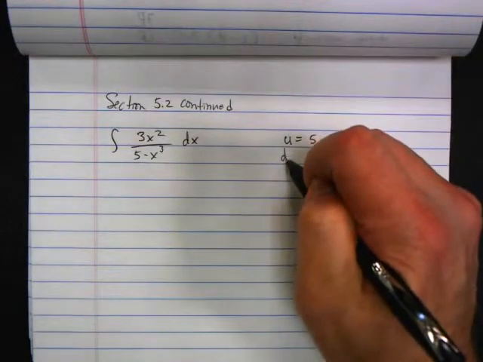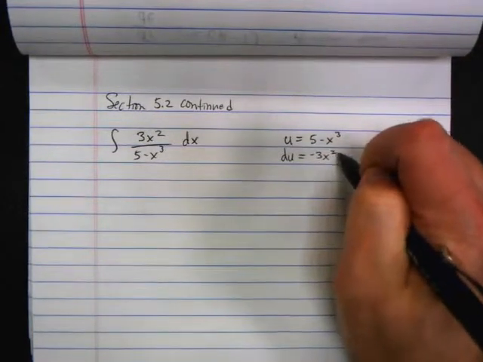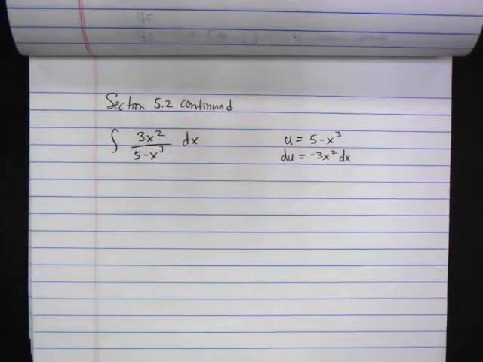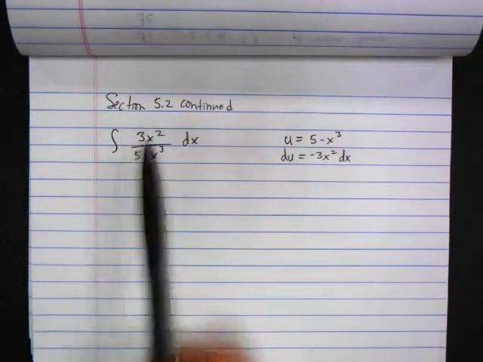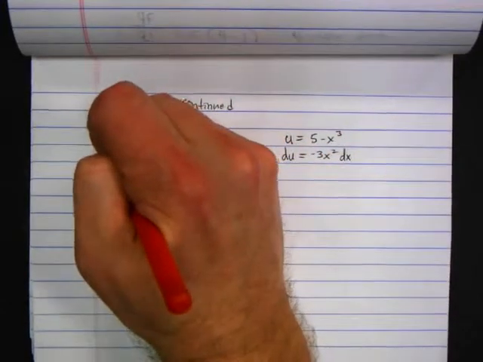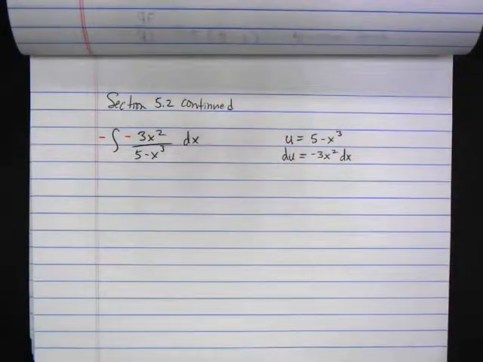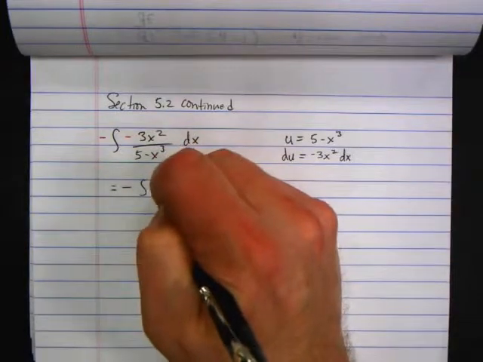Du would then be negative 3x squared dx. So then what? Right, we have almost the right thing. We have a negative 3x squared here. We have a positive 3x squared there. So I need to sneak in a negative sign. And the penalty for sneaking in a negative sign is I got to put in another one to balance it out. So that becomes minus the integral of 1 over u du.